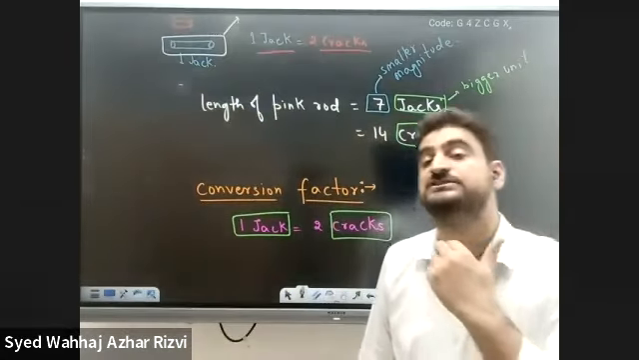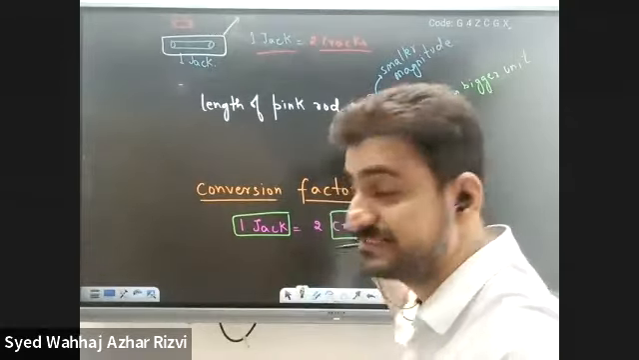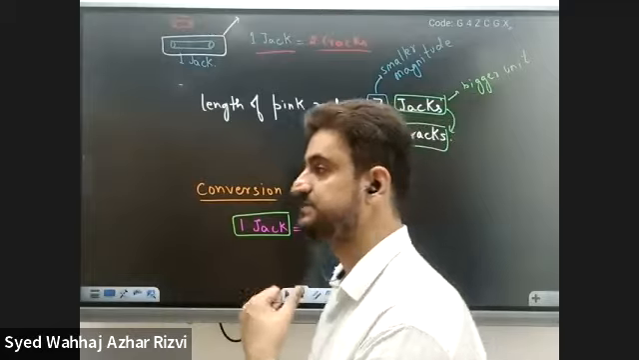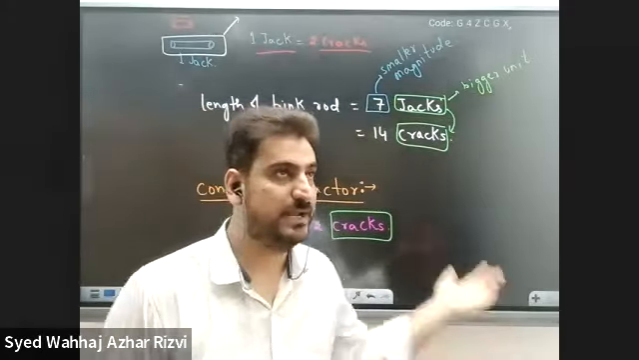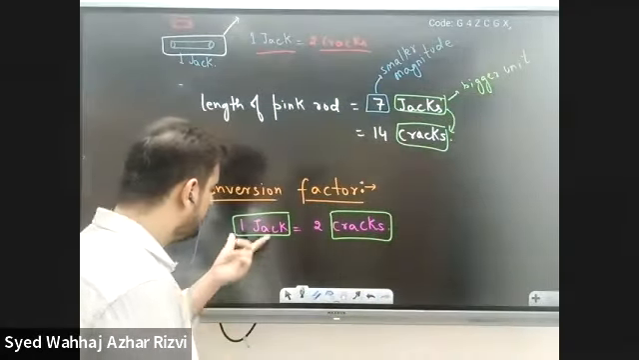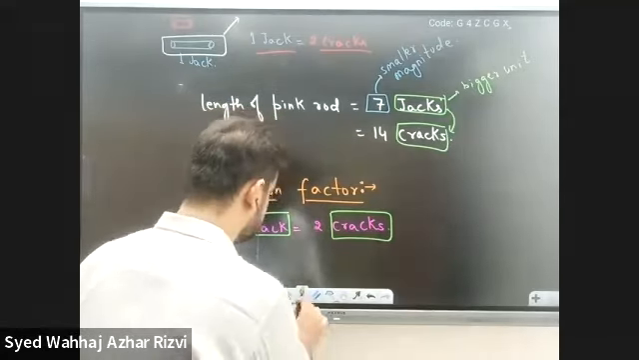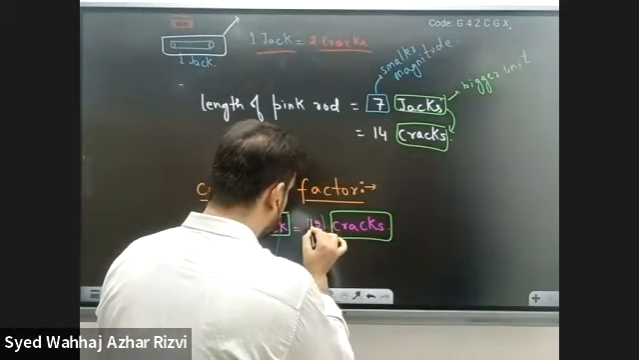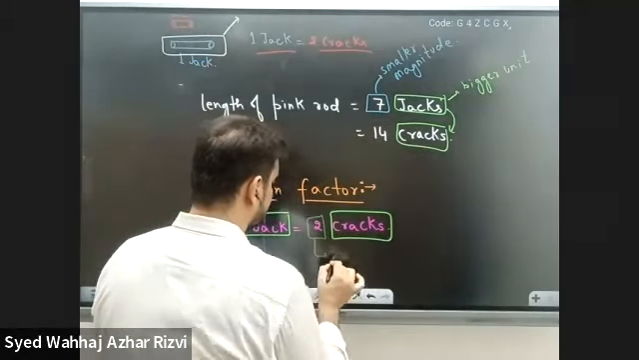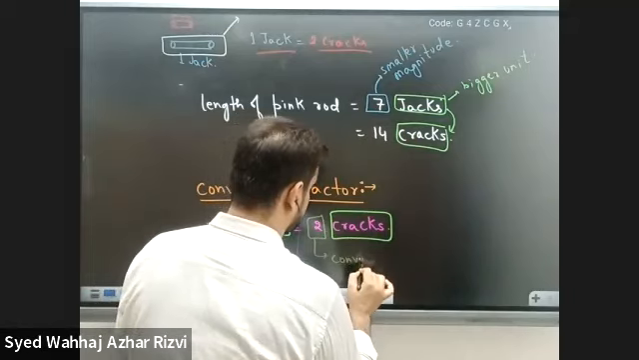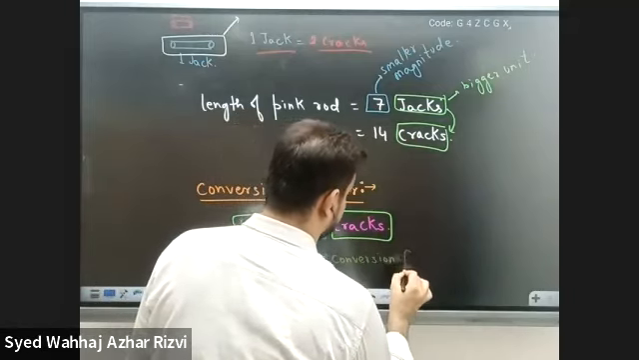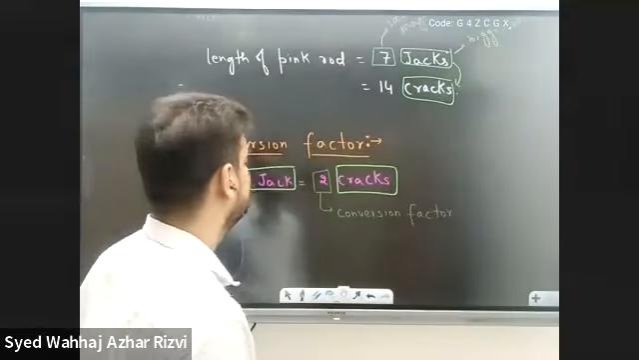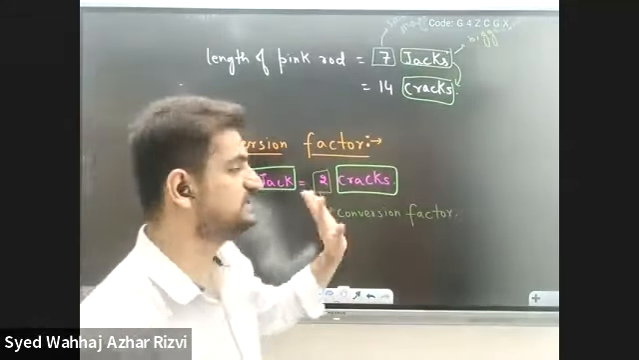When we go into the scientific world, we are going to know that jacks and cracks are no units at all. But it was just for the sake of understanding the subject. So let's not get carried away by our suppositions. So 1 jack equals 2 cracks. Now what is this 2? This 2 is basically the conversion factor. What does this conversion factor do? It converts 1 unit to the other unit.